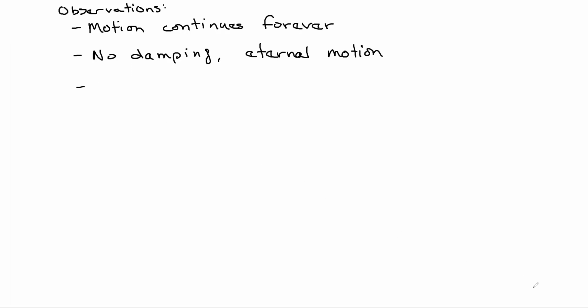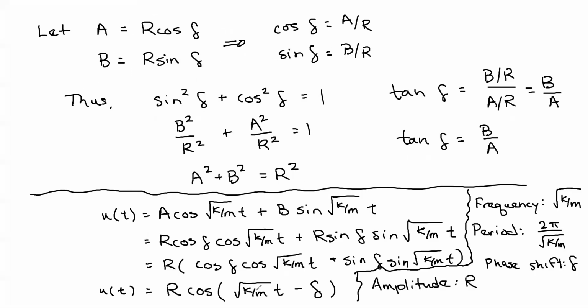What else? Well, if you look at this, the amplitude is R, the amplitude is constant. So not only does the motion continue forever, but there is no decline in the amplitude. If you pulled the mass down, set it into motion, it would move up and down the same amount forever.